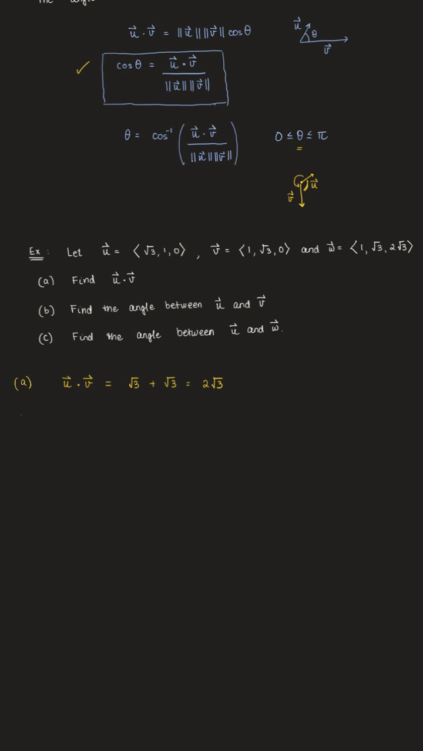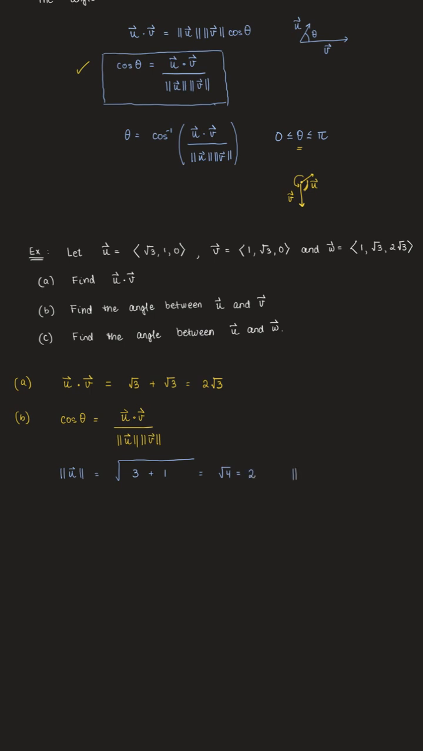So for part b, in order to find the angle between the two vectors, we already have the dot product. We're going to divide by the magnitude of u times the magnitude of v. So let's go ahead and find the magnitude of u. The magnitude of u will be the square root of each component of u squared. For u, the first component is root 3, and root 3 squared is 3. The second component is 1, and 1 squared is 1. So we have root 3 squared is 3, 1 squared is 1, and 0 squared is 0. So this is the square root of 4, which is equal to 2.